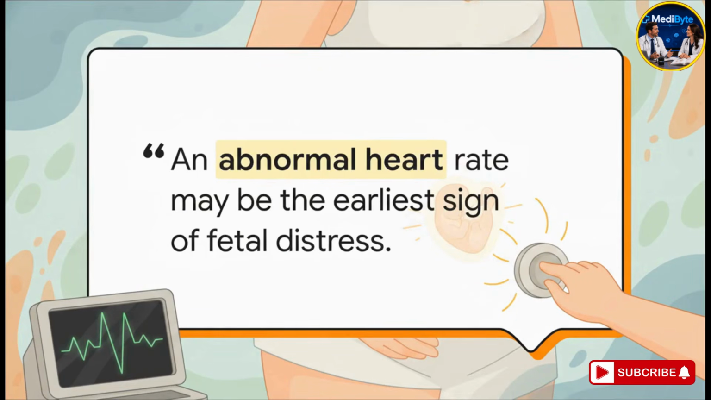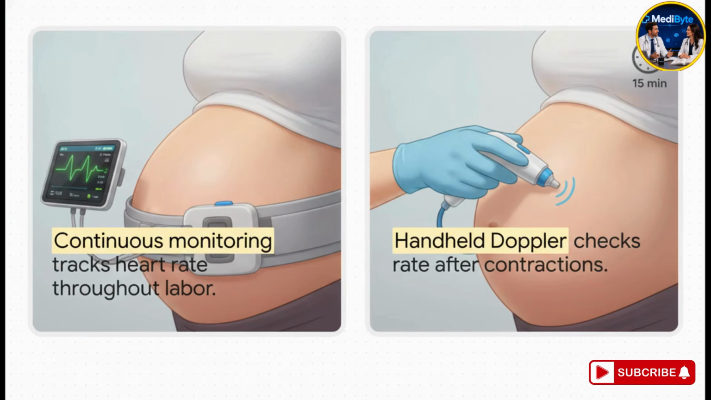And this brings us to how we actually detect it. This quote is pretty much the golden rule of obstetrics. An abnormal heart rate in a fetus may be the earliest sign of fetal distress. Actually, before the mom feels anything out of the ordinary at all, and before any other physical signs manifest, the baby's heart rate is going to fluctuate. It acts as the ultimate early warning system, which is exactly why monitoring it is the absolute highest priority in the delivery room. So let's look at how we listen to that early warning system.